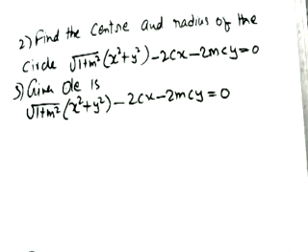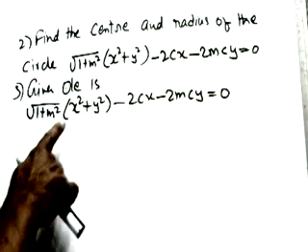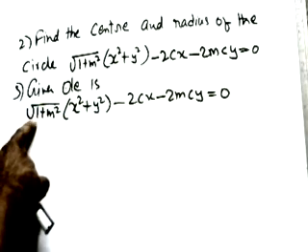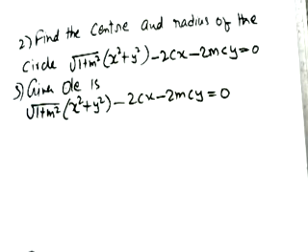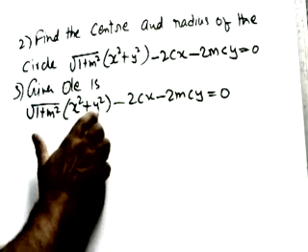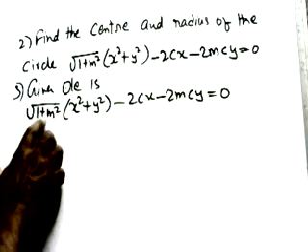Now see here, next question: find the center and radius of the circle. Before going to the question, watch carefully. The coefficient of x square plus y square is under root of 1 plus m square. Whenever we have to find the center and radius, first we have to write the general form. In general form, we must have the coefficient of x square plus y square as 1, not anything else.